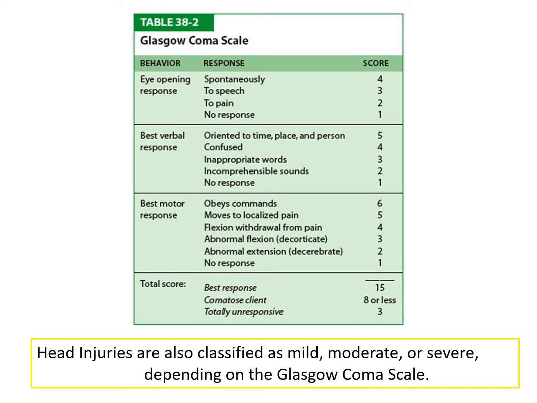Here it also notes the comatose client. If the patient scores 8 or less, they're likely to be comatose. And then we'll talk more about that as well. So we do grade them, and they're classified. Head injuries will be classified as mild, moderate, or severe, depending on the cumulative score for the Glasgow Coma scale.